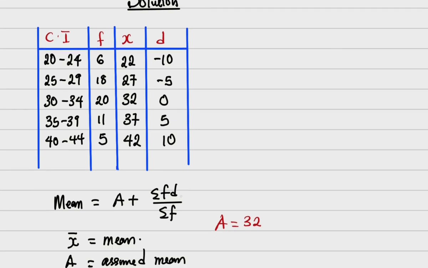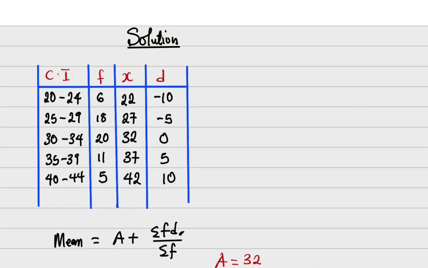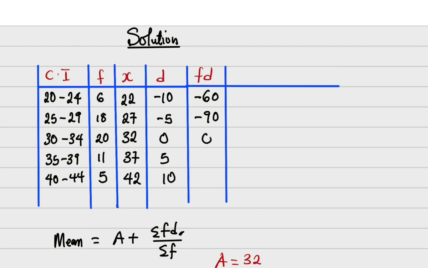Now remember, it's summation FD. So we need to get the column for FD. FD means F times D, that is, what is in the column of F times what is in the column of D. So 6 times minus 10 is minus 60. Then we have minus 90, of course, 18 times minus 5. Then here it remains 0, because 20 times 0. Then we have 55 and we have 50.